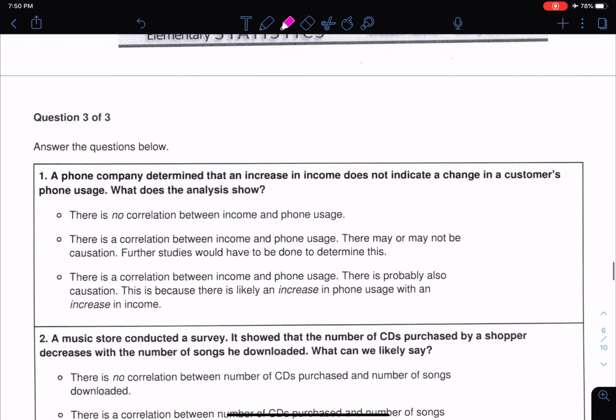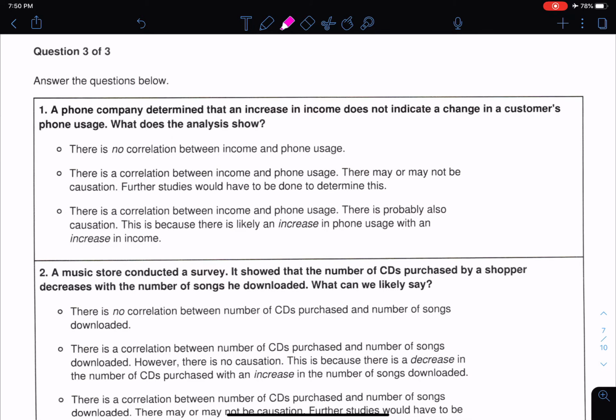All right, next problem. And these are problems that come from the adaptive side of ALEKS, where the little gold pie is, and you have to get there by going to the menu and hitting learn. And here's another question in that category. It says a phone company determined that an increase in income does not indicate a change in a customer's phone usage. What does the analysis show? Well, it shows that there's no correlation between income and phone usage.